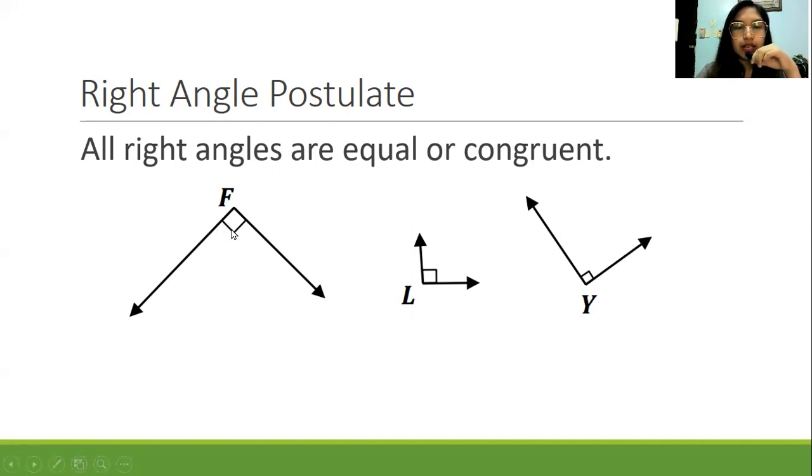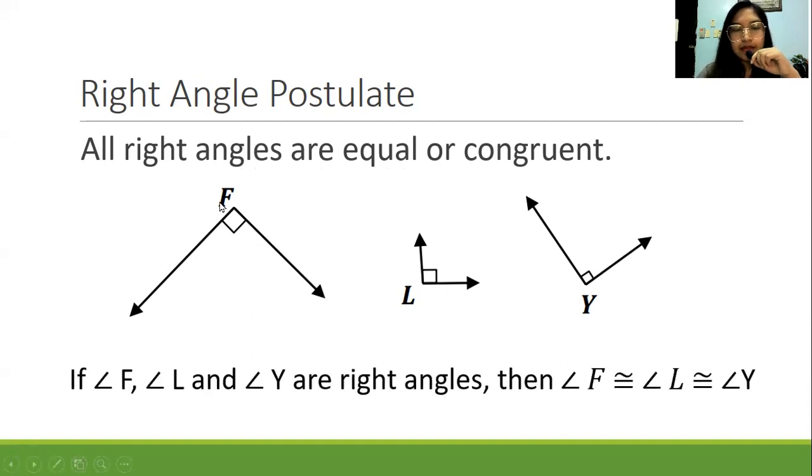So kapag nakakita po kayo ng ganitong sign sa mga angle, automatically this is a right angle. Okay, measures exactly 90 degrees. All right angles are equal or congruent dahil isa lang naman ang measure ng right angle, which is 90 degrees. If angle F, angle Y, and angle L are right angles, then angle F is congruent to angle L is congruent to angle Y. Okay?